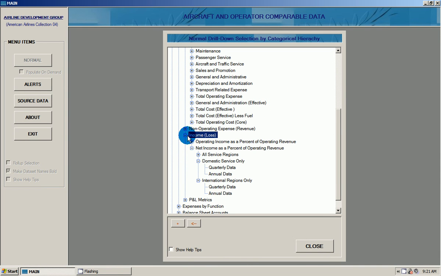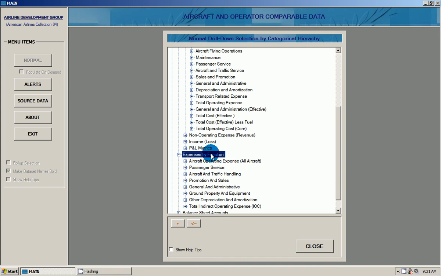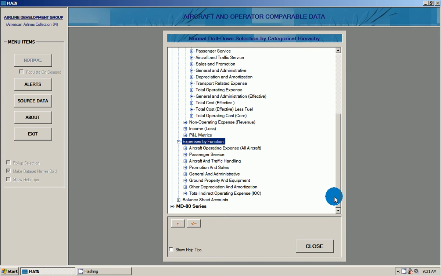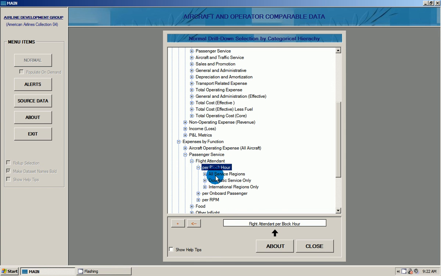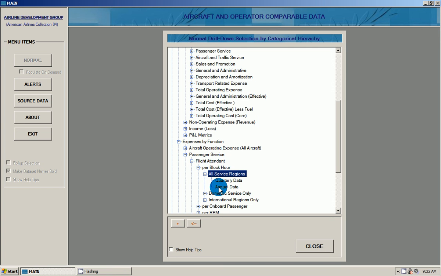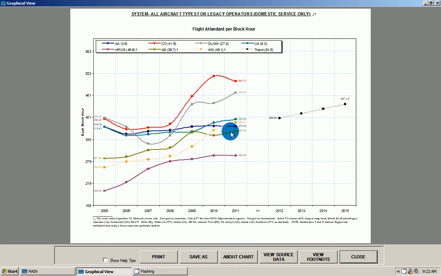Now, since these are all functional accounts and totals for functional accounts, we actually can break out those functional accounts and this expenses by function. And this, of course, this data comes from the P7 report. And let's look at, I don't know, passenger service. This is in flight. And we can actually look at flight attendant. Let's look at per block hour. Let's not look at all service regions. Let's keep it consistent and look at domestic service only. There it is at $375 an hour for American.